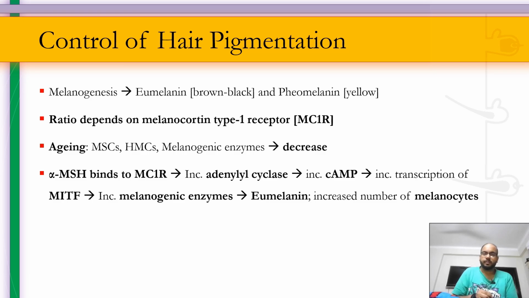Now, control of hair pigmentation. We know that the process of melanogenesis is the same in the hair or skin. There are only slight differences. At the end of melanization or melanogenesis, you have formation of eumelanin, which is brown-black, or pheomelanin, which is yellow. The ratio of these two melanins depends on the activity or the type of melanocortin type 1 receptor that the hair has.